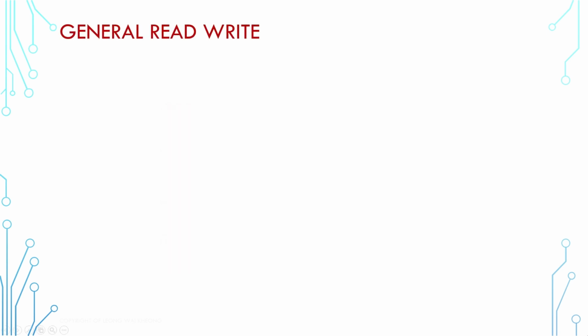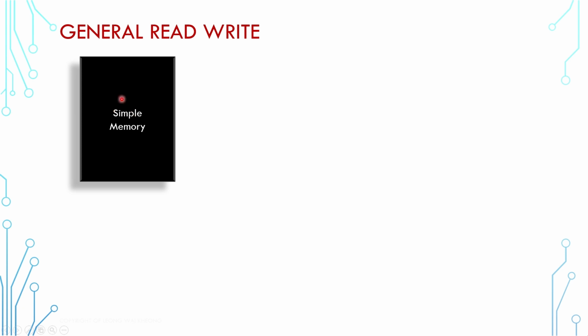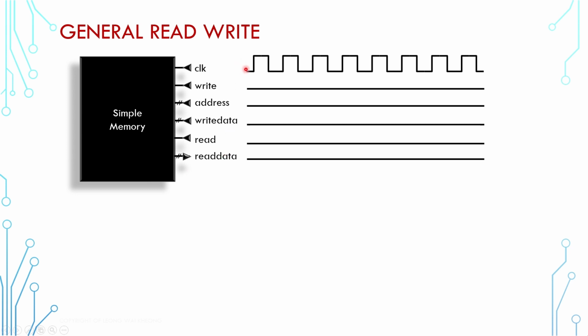First, let's start with a non-DDR protocol. These are the common signals used to access a memory. There is a clock or write signal, an address bus, and a write data bus for writing. And for reading, there is a read signal and a read data bus. Now to perform a write, we assert the write signal and we provide an address and a write data. Most of the time, these three signals are provided at the same clock.